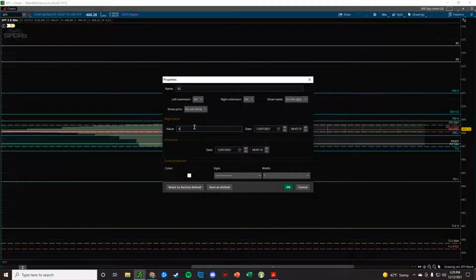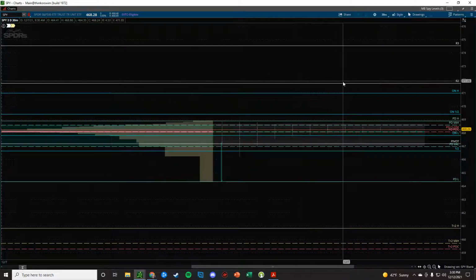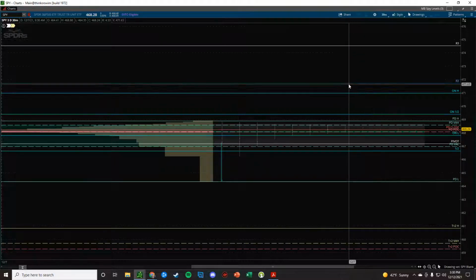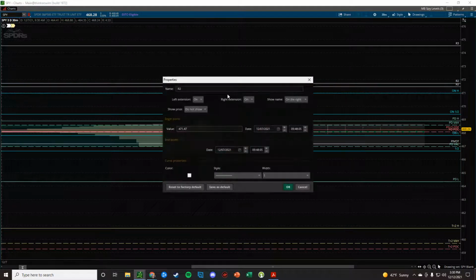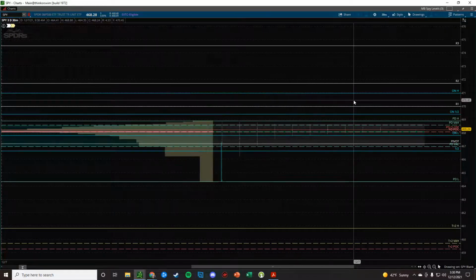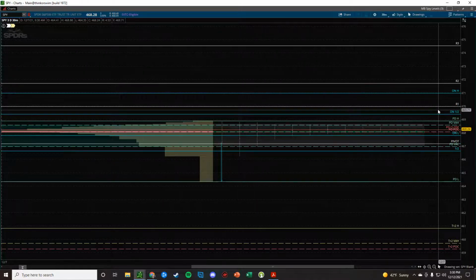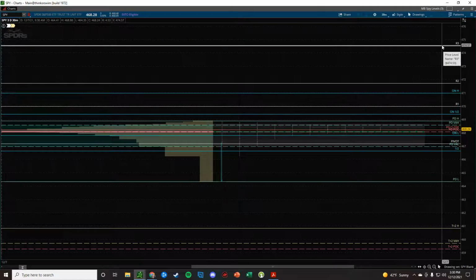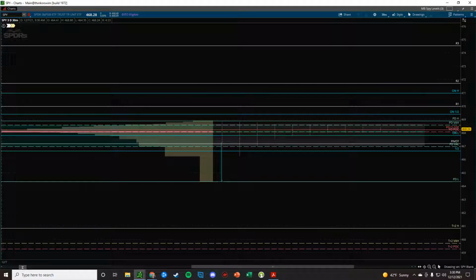So our R2 is going to be 471.72. And we can see that that moves a little bit down. Duplicate that, edit. This will be our R1, which is going to be even a little bit closer to our pivot, 469.98. So we've got our pivot, our R1, our R2, and our R3. Our R's get their values from the pivot, the high, and the low, and our S's are going to do the same thing.